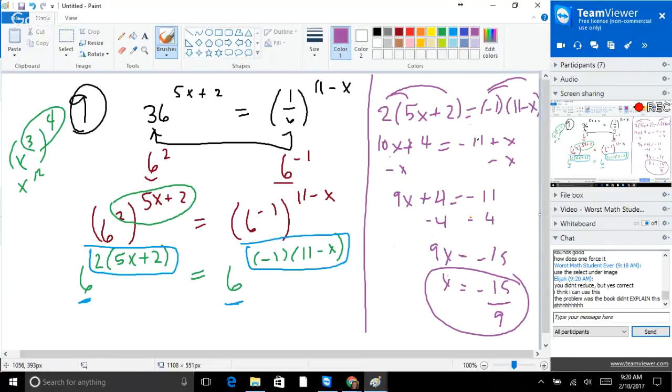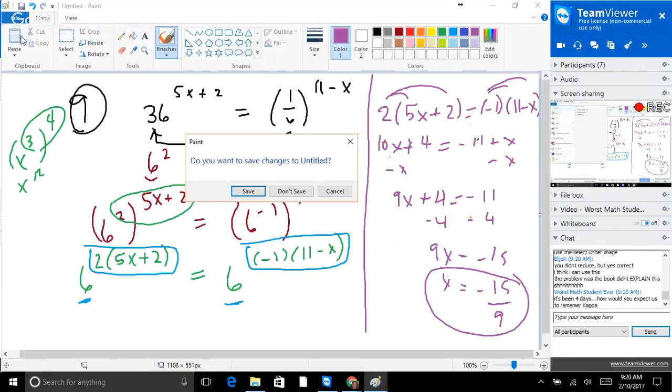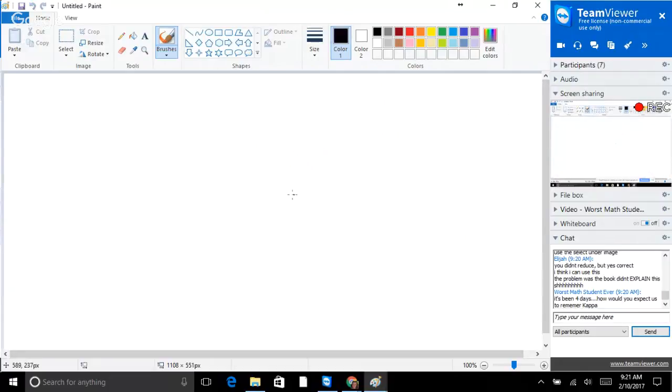Okay, so then we have numbers 13 through 23. So these are solving exponential equations, right? So the one thing that you're going to remember, all right, so the one thing you want to remember for this, the way that these are going to look different. So let's do number.